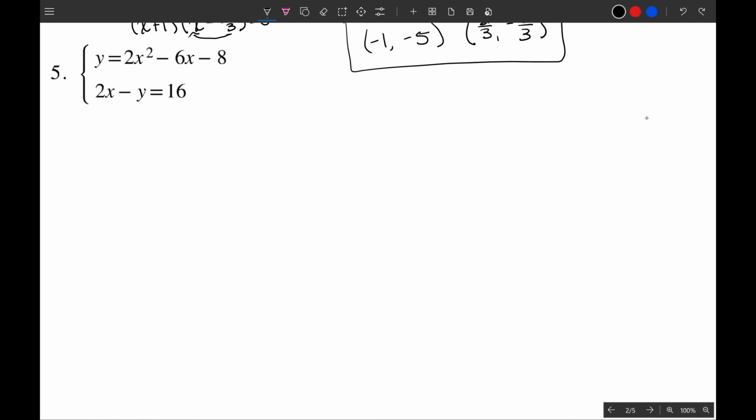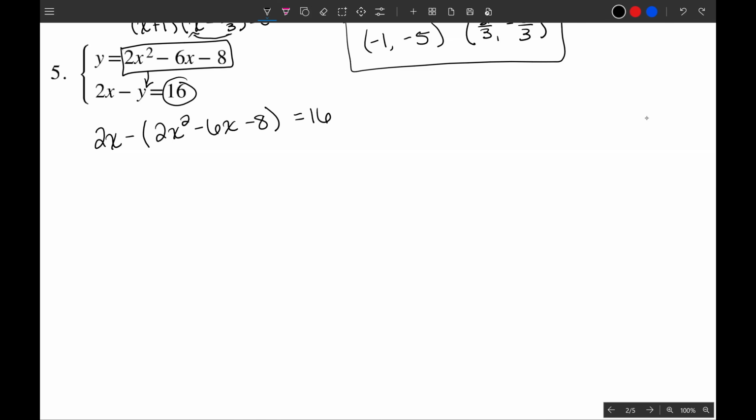All right, so number 5, I see that y is equal to all of this. I'm going to take that and plug it into y here. So I have 2x minus, and then parentheses, plug in your 2x squared minus 6x minus 8 equals, and then you have that 16 on the other side. So now we're just going to simplify and solve, distribute that negative. So that gives me -2x squared plus 6x plus 8 equals 16.